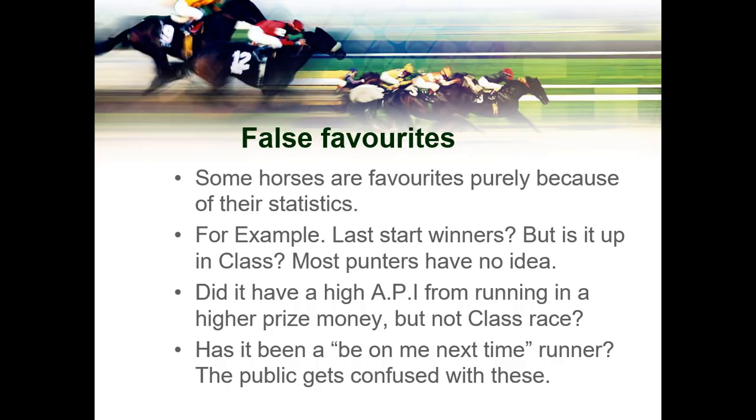Has it been a bet-on-me-next-time runner? So the public gets confused with these. So for example, what happens when the horse is finishing on and everybody sees that, of course. Oh, look, it was 10th at the turn and it only got beaten a length. Okay, everybody wants to be on it next time, but hang on. The best horse in that race was the one that actually won the race, wasn't it?